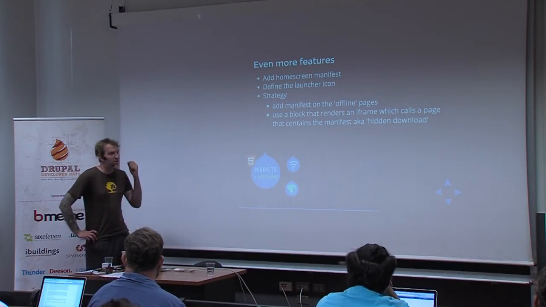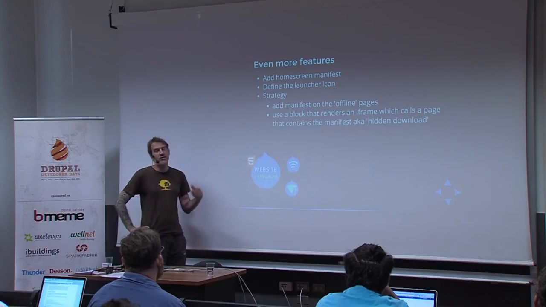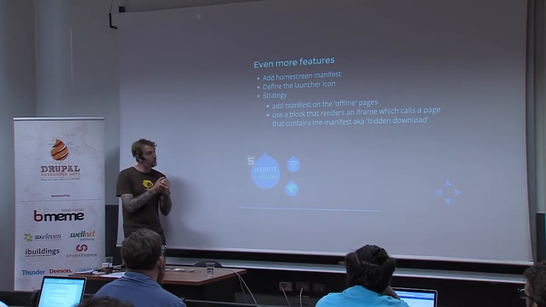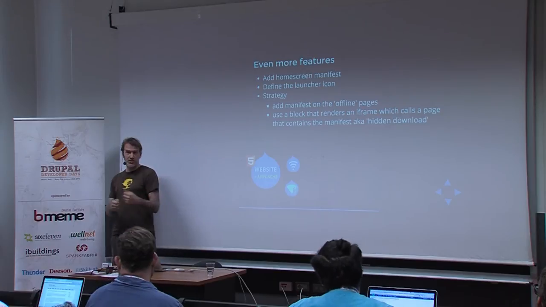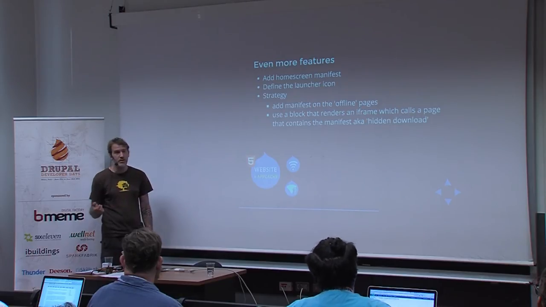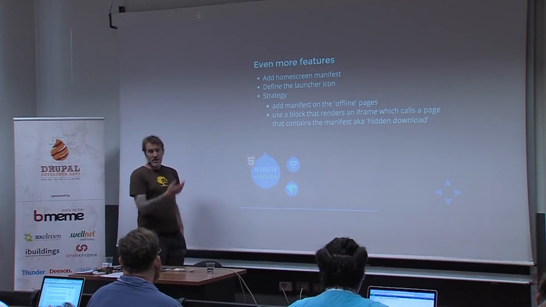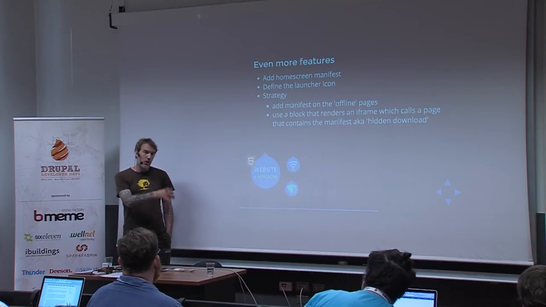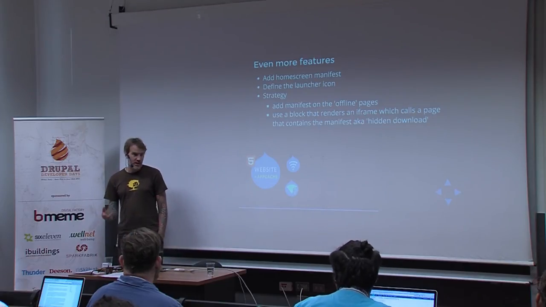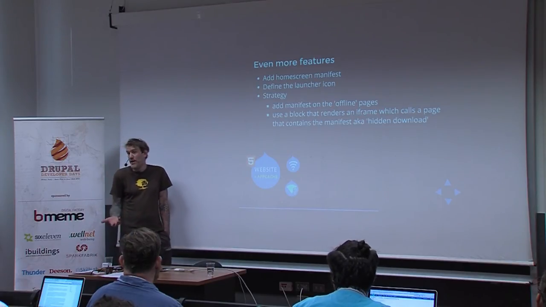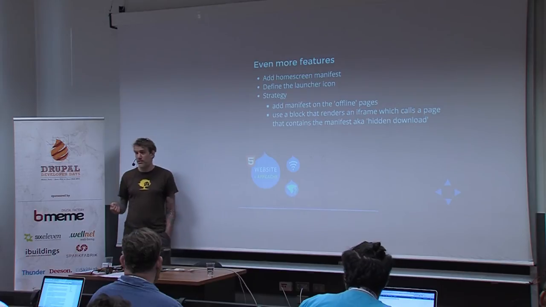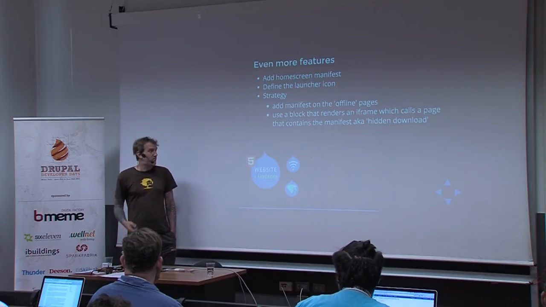So what we've done for Frontend United, we use the offline route, and we add a manifest to all those offline pages. And there's also another option which we do not use. We have a block which just renders an iframe which calls a URL which has the HTML with the manifest attribute. Why is that interesting? You can, for instance, put that block on your homepage, and without the client even knowing, the application cache will start downloading the manifest and make your website available offline. We didn't do that because we have a dedicated menu item on the Frontend United website which just tells you go offline. I mean, that's good enough, right?